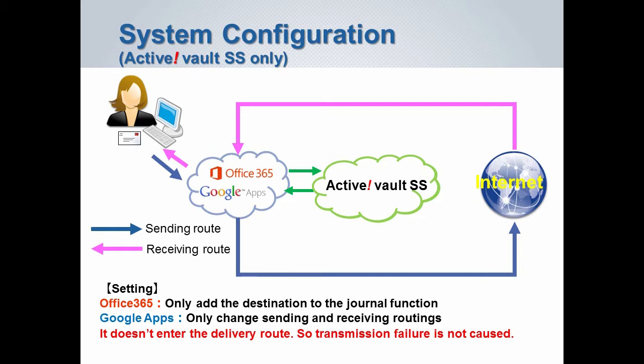Well, we'd like to show the system configuration for Office 365 or Google Apps. As you see, ActiveVault SS does not intervene in both inbound and outbound email routes. For sending emails, an end user just sends an email message from Office 365 or Google Apps as it is. In case of Google Apps, by setting the sending routine, the email messages are copied and archived to ActiveVault SS. In case of Office 365, the email is archived to ActiveVault SS by setting the sending connector.